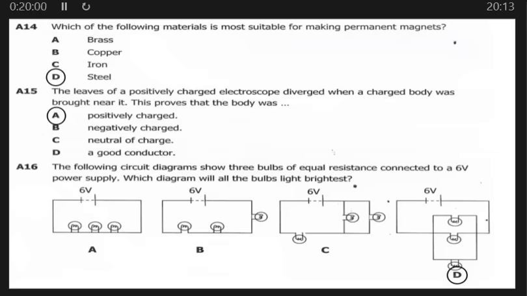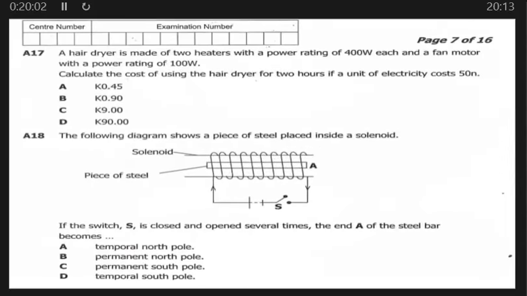All right, so let's go to another question. This is question number 17, which reads, a hair dryer is made of two heaters with a power rating of 400 watts each and a fan motor with a power rating of 100 watts.